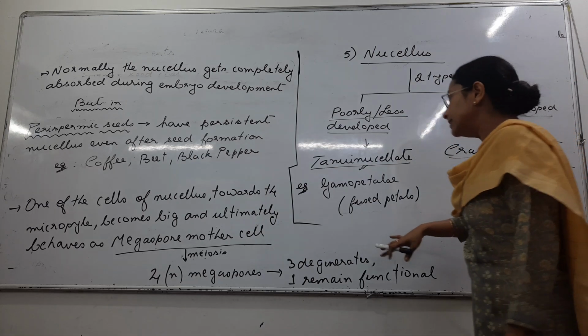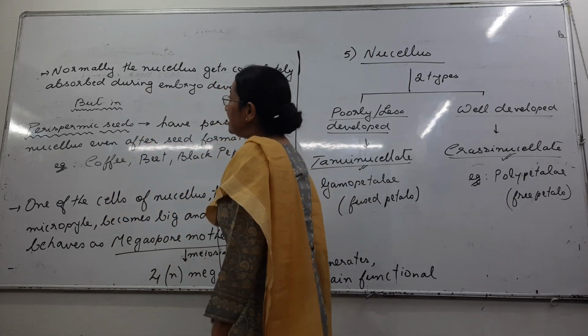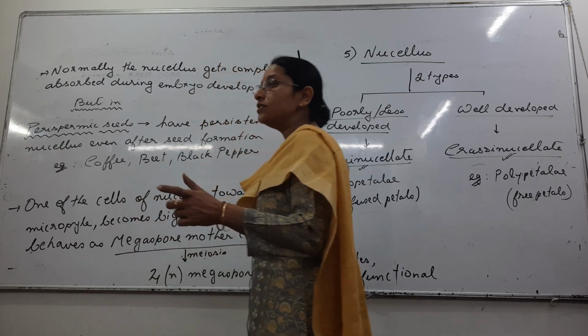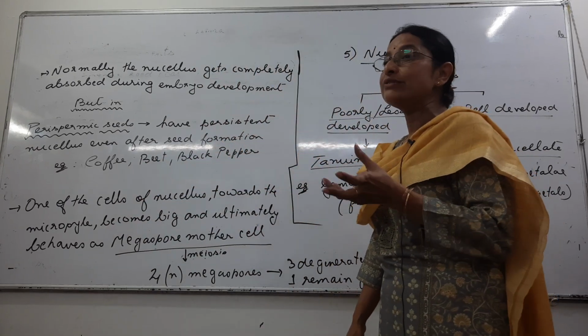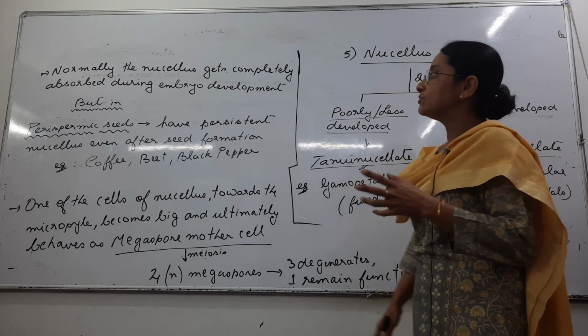Understood? Okay. Next point about the nucellus. Normally the nucellus gets completely absorbed during embryo development. What we are talking about is, as we saw in the diagram, the nucellus is a group of cells, and only one cell survives. Only one survives. What happens to the rest?